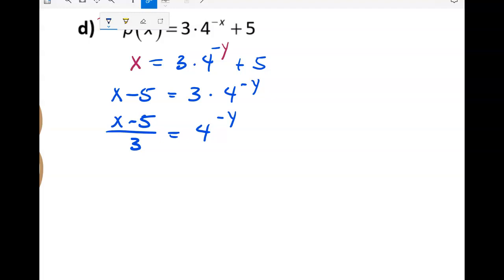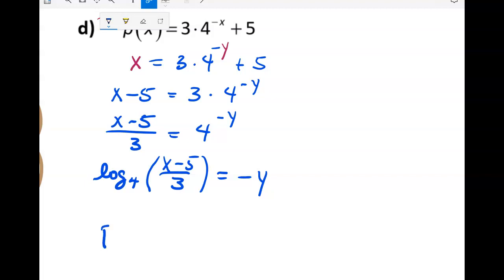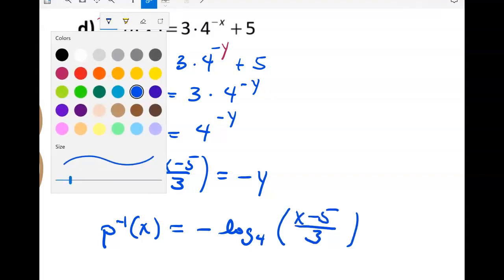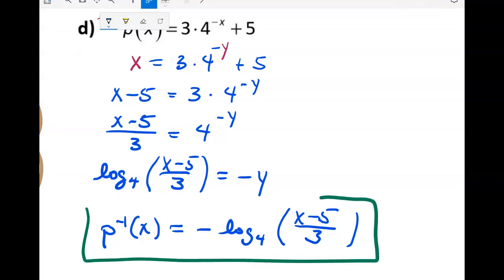Times 3 is next. Now we need to undo the exponential expression, and that's by writing it in logarithmic form. So we're going to use base 4. And we still have one thing left to do, and that's multiply both sides by -1 in order to solve for y. Of course, y is actually the function p inverse of x. And so there's the inverse function to p of x that was given in the original example.